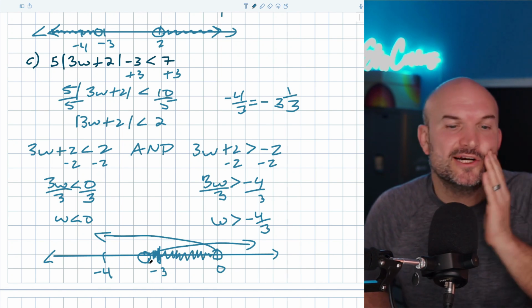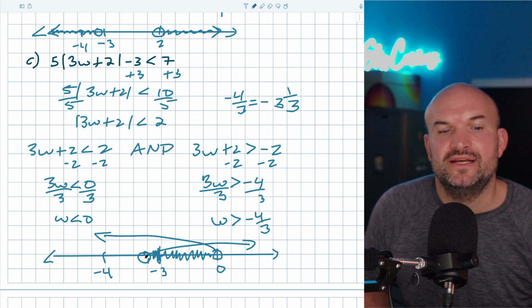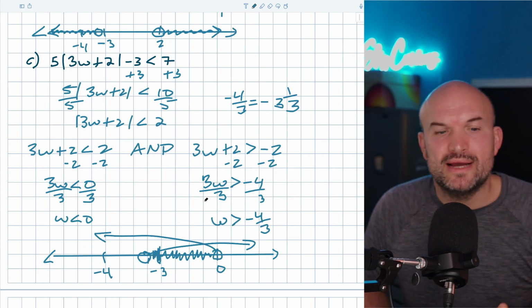Right, now I'm going to leave this in here just so you guys can see how I created it. But the final solution here is going to be from negative 4/3 to 0.